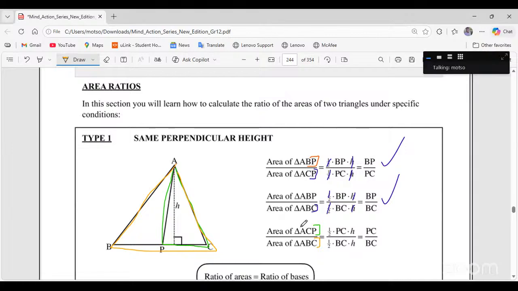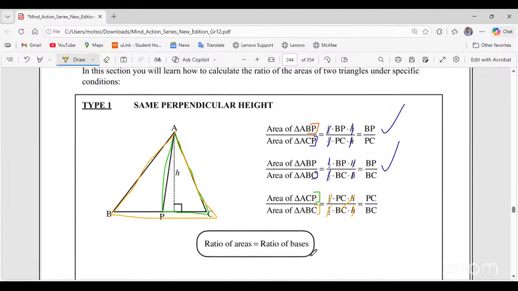Okay, I'm sorry for that. Now, like I was saying, we are on the area of the triangle ABC. ABC has the base BC and the height H there. We use the same approach: area is equal to half times base times height. So the base of the orange triangle is BC and the height is H. Now H cancels out with H, and half cancels out with half. We are left with the ratio PC over BC. That ratio represents the area of triangle ACP to the area of triangle ABC.